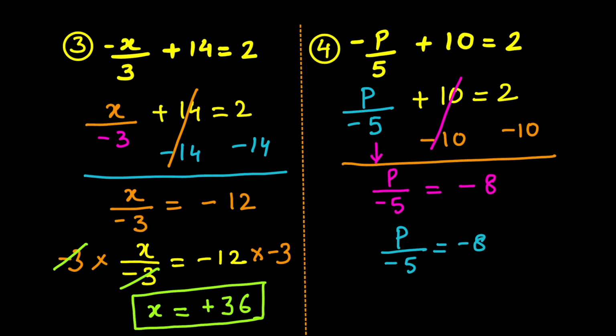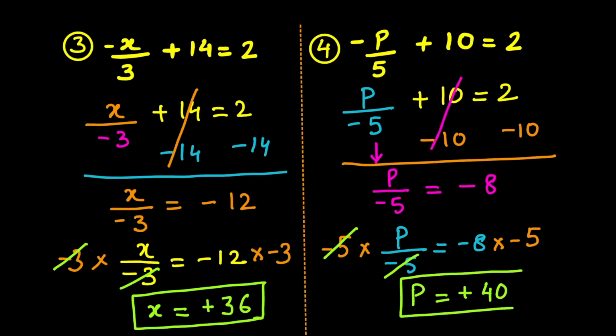So the variable p is divided with negative 5. So we do the opposite operation. So we times it with minus 5 now. So minus 5 and minus 5 cancel out. So we are left with p equals minus 8 times minus 5. So both negative, so it will be positive. So positive 40. So p is equal to positive 40 is the answer for this.